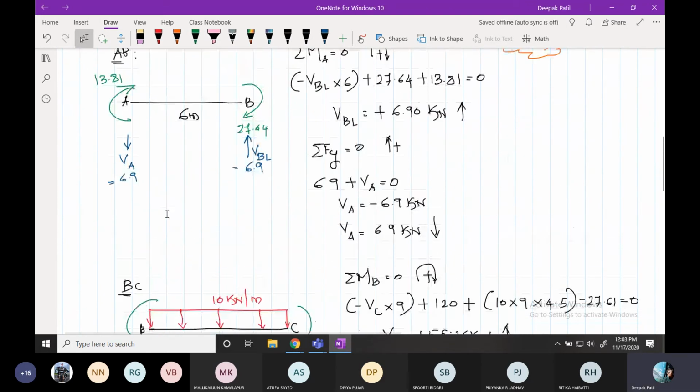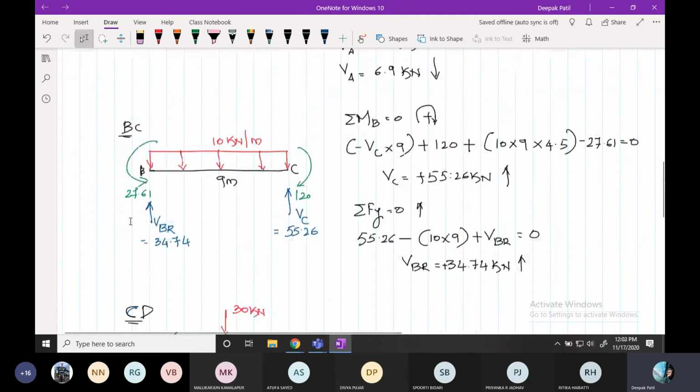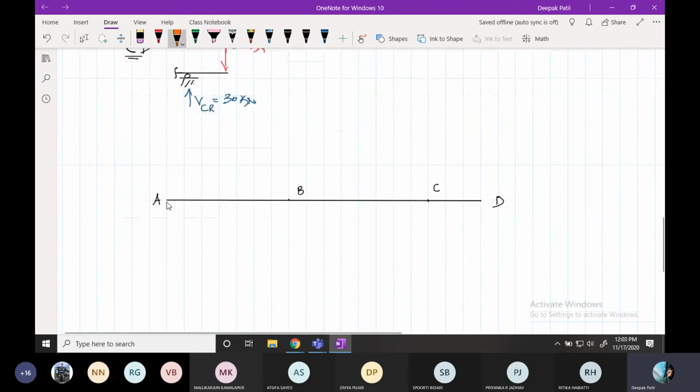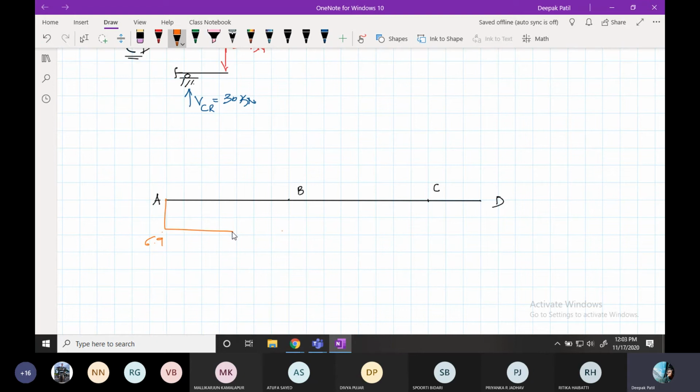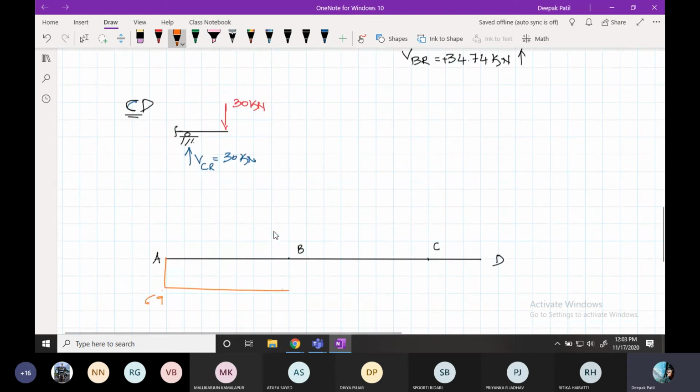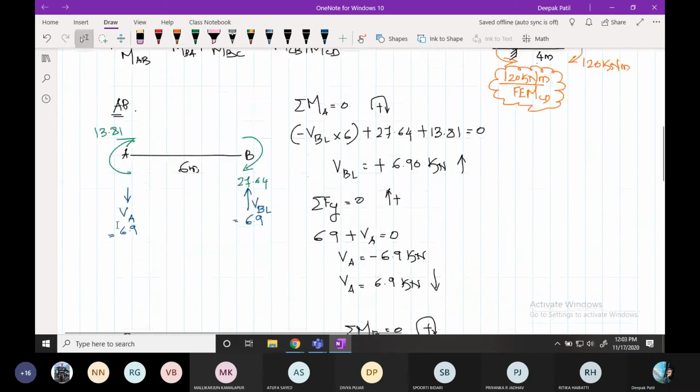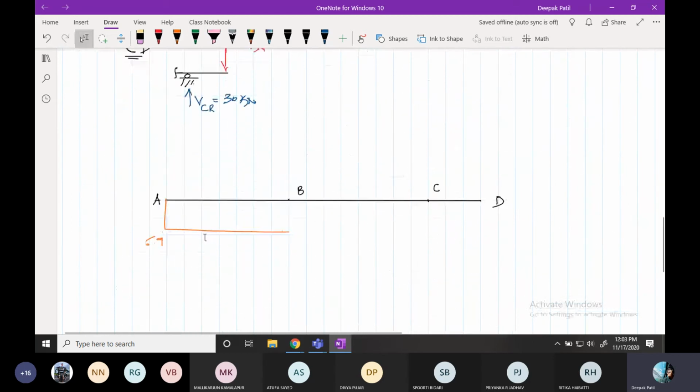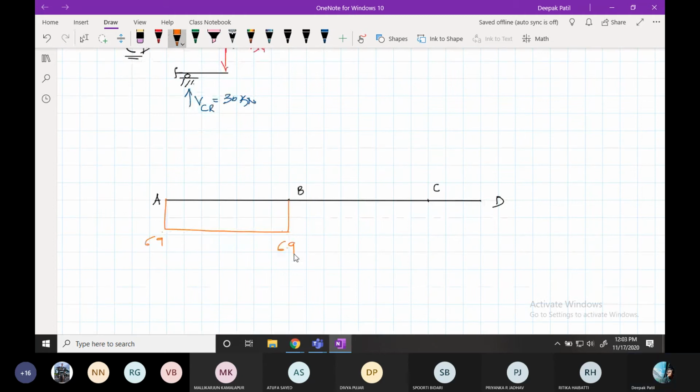So VA is downwards 6.9, so you have to come down by 6.9. From A to B there is no load, so it will go straight. Then VB left is upwards 6.9, so you will come up once again. Are you clear? VA is downward 6.9, so you come down from A to B. There is no load, so you go straight, and VB left is plus 6.9, so you end up at point B with 0.